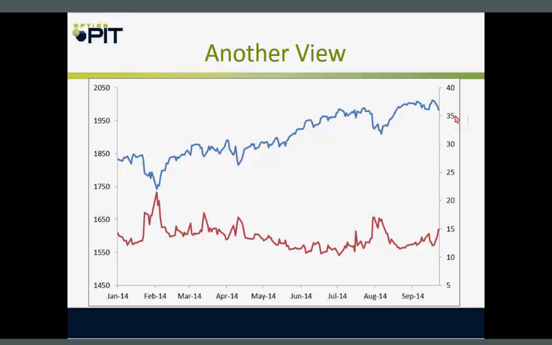Well, take a look at the movement. On the right is VIX level. On the left is S&P level. They have a strong negative correlation. All right. Around 0.85.